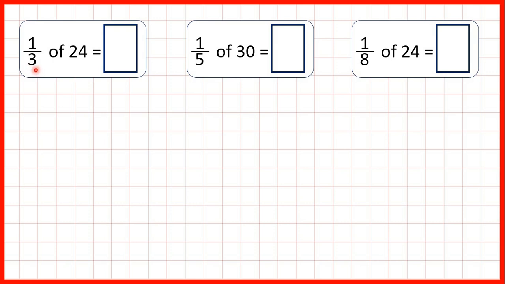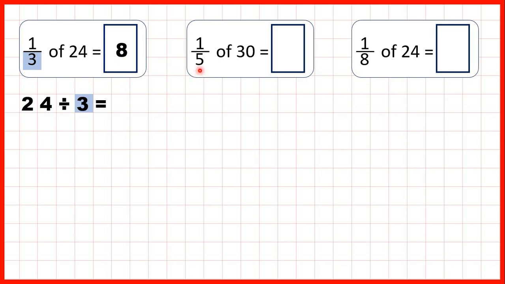So for this first question, we need to find 1/3 of 24. We can find our answer by dividing 24 by 3. So dividing by the denominator. 24 divided by 3 is 8, because 8 times 3 is 24. So 1/3 of 24 is 8.